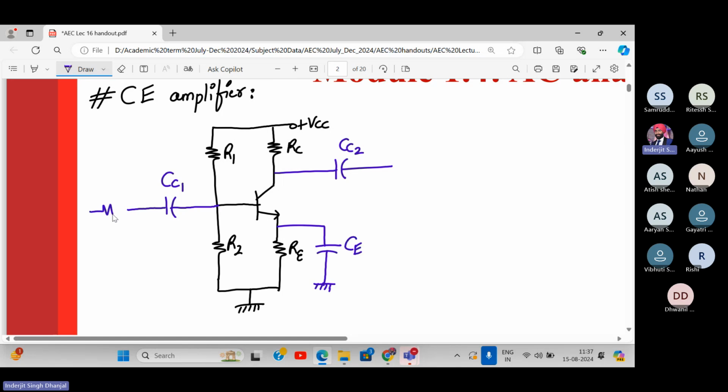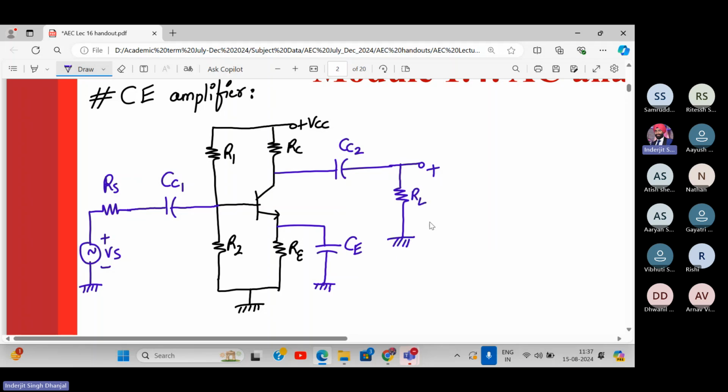So here is my source. This is RS. This is my supply plus minus VS. And this is your ground. All right. And here we have output where we have connected a load. So this is RL and this is my plus minus V out. All right. And this is my NPN BJT. Okay. So this was my configuration.